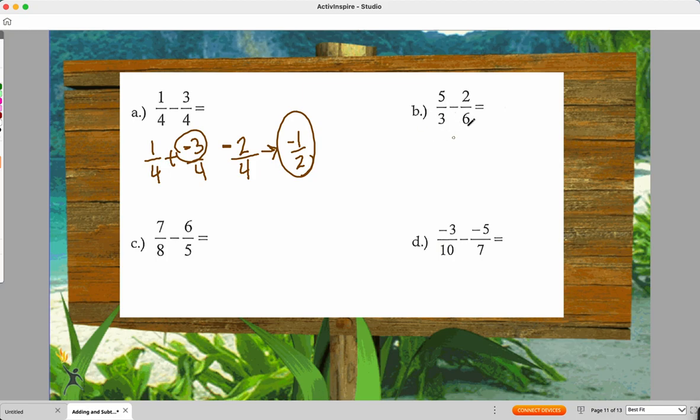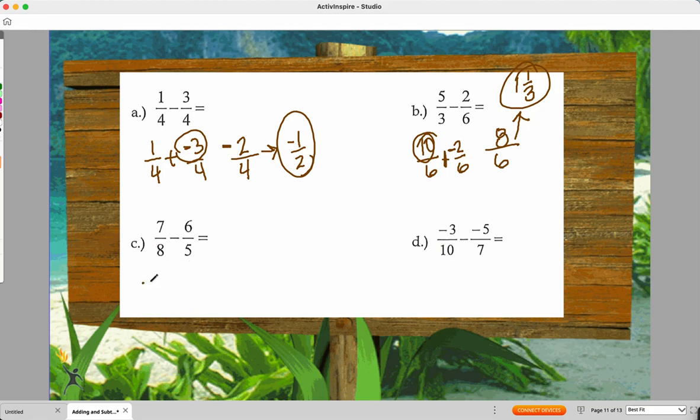Same here. Create that common denominator. This time it's going to be 6, so this will be 10/6 minus 2/6. We'll do our keep change opposite, so keep, change, take the opposite. 10 minus 2 is 8. Greater absolute value again is 10. So that's going to simplify to 1 1/3. All right, working our way to the next one.